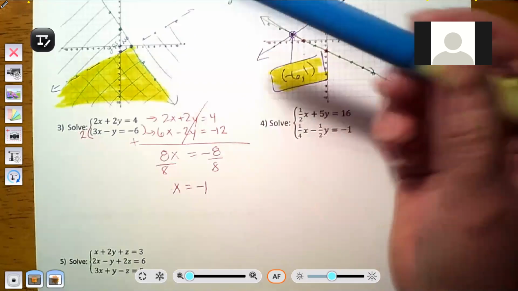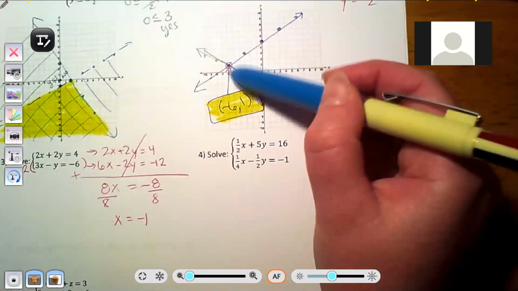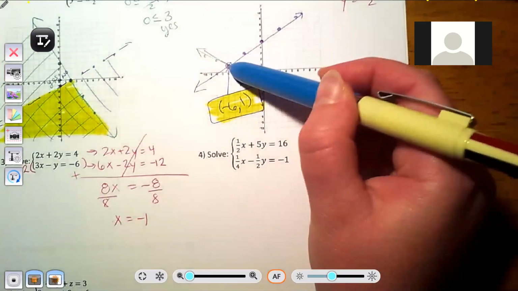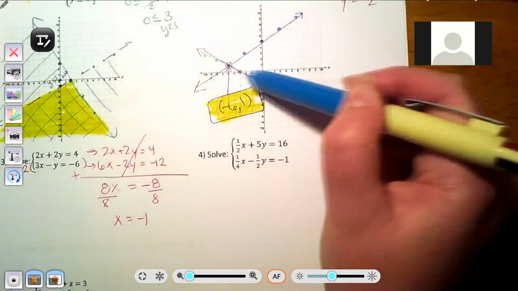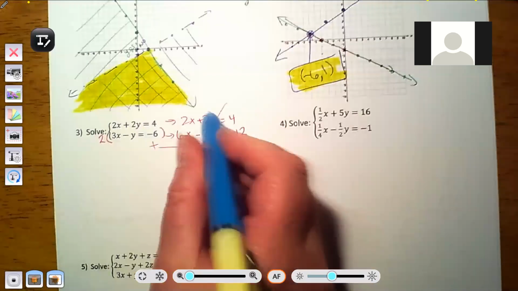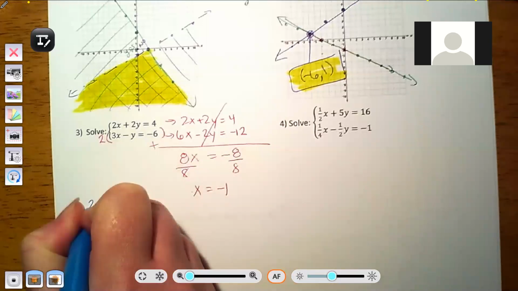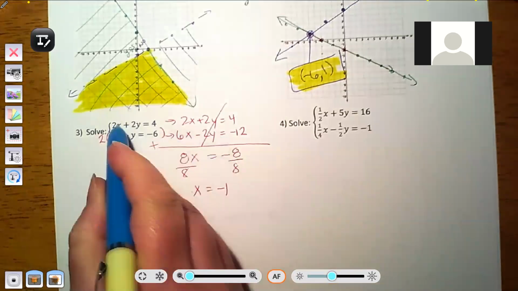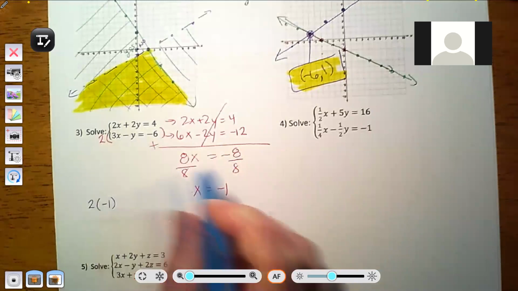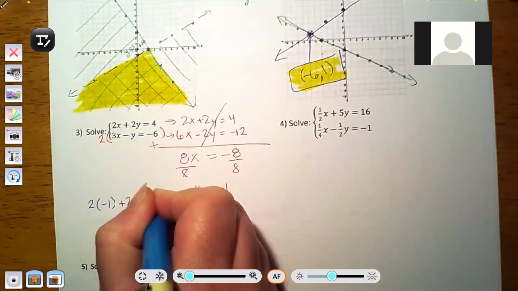It would have to be true for both. So like here, I could plug in the x of -6 and I'd find the y. It would have to be the same line, whether I use the green line or the blue line. So I can plug it into any of my equations or even this equivalent one right here, whichever one looks easiest to you. I'll do the top one here. So I'll plug in -1 for the x. So it's called back substitution at this point.